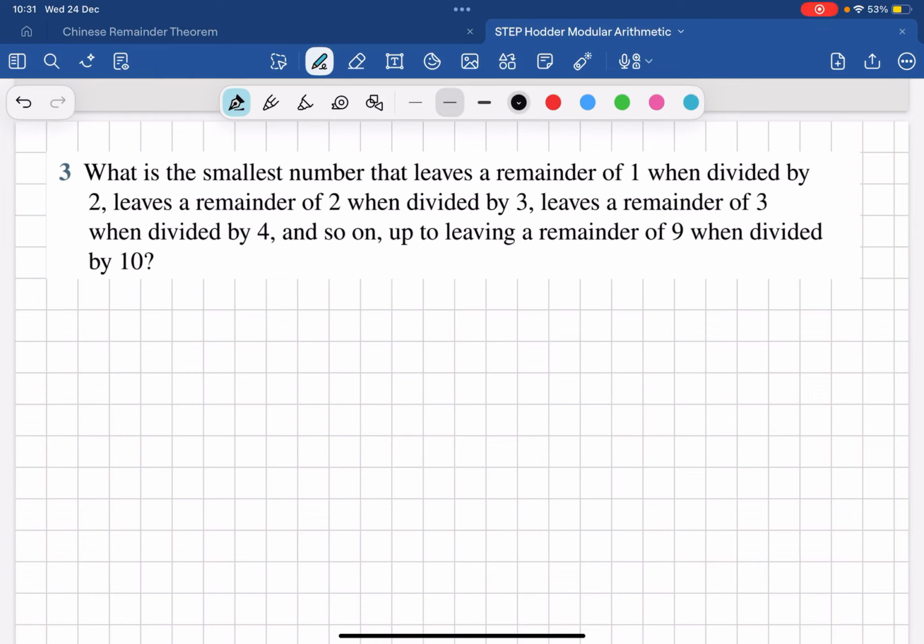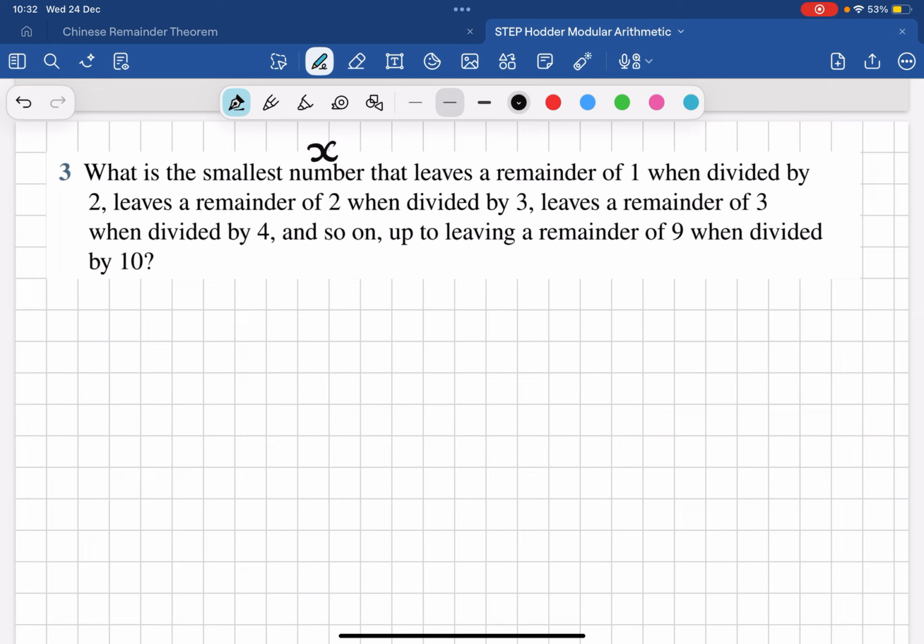Today we've got a modular arithmetic style question. The question reads the following: what is the smallest number that leaves a remainder of 1 when divided by 2, leaves a remainder of 2 when divided by 3, leaves a remainder of 3 when divided by 4, and so on, up to leaving a remainder of 10 when divided by 10. So let's start off by calling this smallest number x.